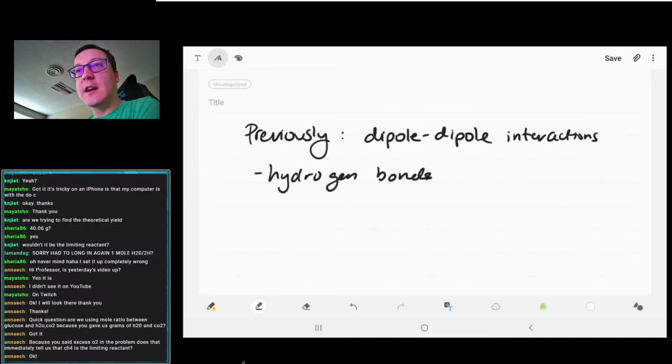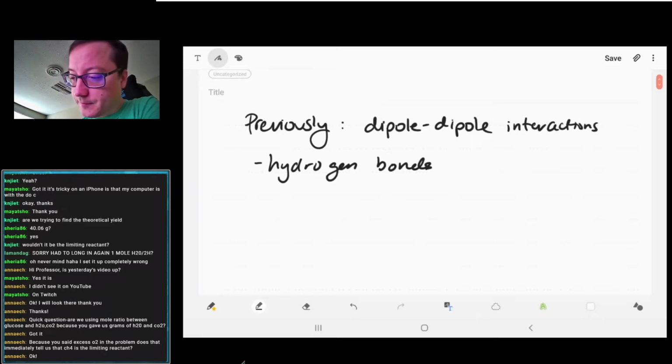So we're going to see a couple more types of interactions here today. And then we'll start talking about the ramifications. What are the outcomes? What's the point of learning all this? How does this affect various properties? So the last one that we're going to talk about that's new for us is what's called London dispersion.